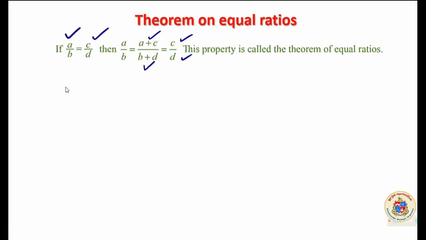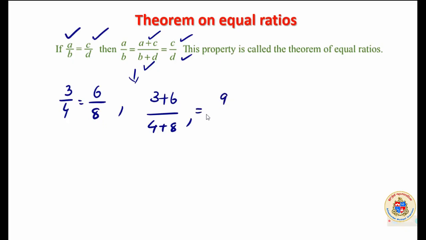Now let me take the same 3 upon 4 is equal to 6 upon 8. This was what I had taken last video, I think. So now we will apply this particular thing over there, where we will be simply adding both numerators and both denominators, that is 3 plus 6 and 4 plus 8. It will become equal to 9 upon 12. Again it will be equal to 3 upon 4. So this particular ratio can be accepted by us very simply.